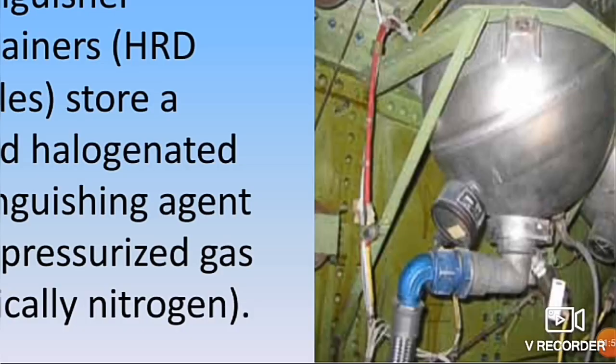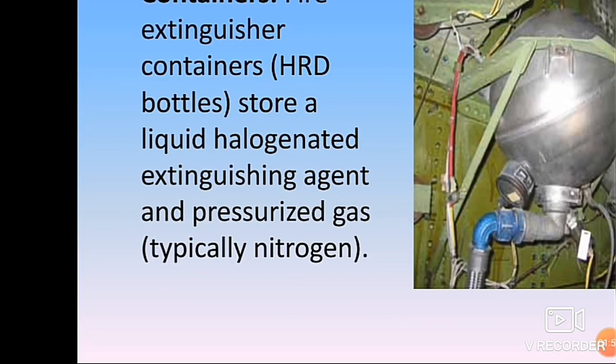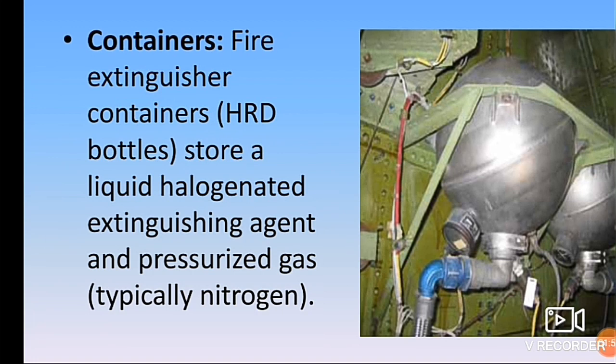You can see here the image of a container which is used in aircraft systems for extinguishing fires. Fire extinguisher containers store a liquid halogenated extinguishing agent and pressurized gas, typically nitrogen. They are normally manufactured from stainless steel. Depending upon design considerations, alternate materials are available, including titanium. Containers are also available in a wide range of capacities. They are produced under Department of Transportation (DOT) specification or exemption.